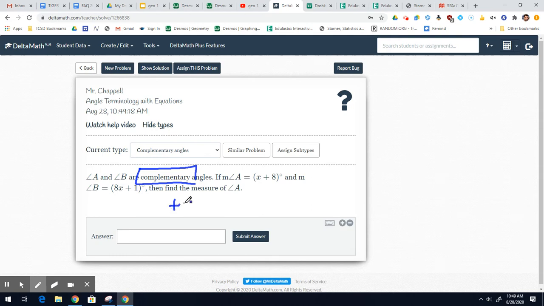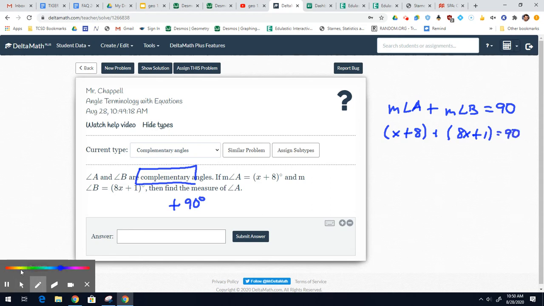Well, you need to know that complementary means add to 90 degrees. So the measure of angle A plus the measure of angle B should equal 90 degrees. So what I'm going to do is substitute what they tell me angle A and angle B equal, the expressions. So for angle A, in parentheses, I'll put x plus 8, close that parenthesis, plus for angle B, I'll use parentheses, 8x plus 1, close parentheses, and that should equal 90 degrees.